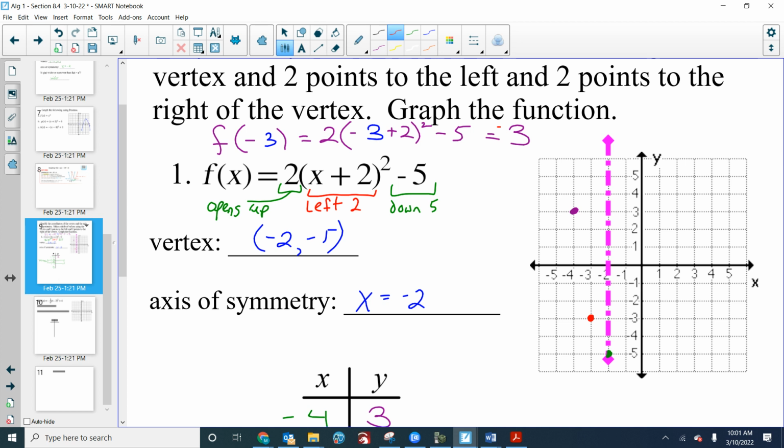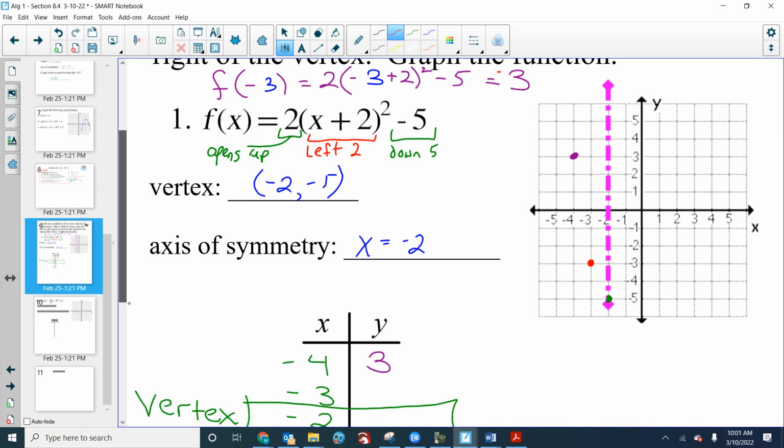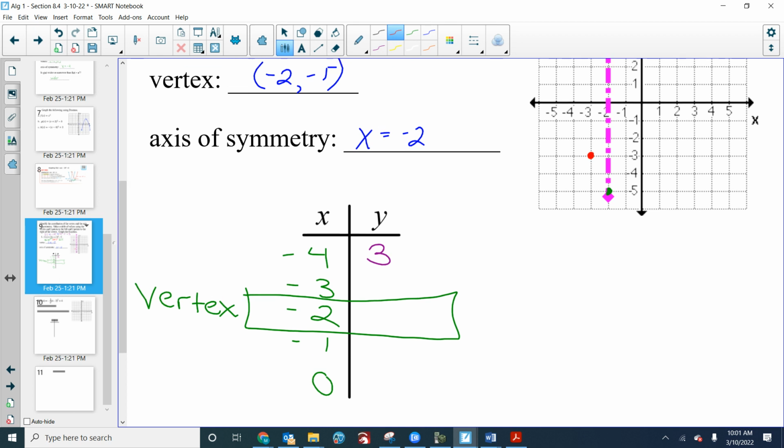Anybody predict what's going to happen? Now, we already plugged in -2. What was it when we plugged in -2? -5, right? That was the vertex. Anybody predict what the y value is going to be when x is -1? -3 because of the symmetry of the graph, right? Remember the symmetry slide?